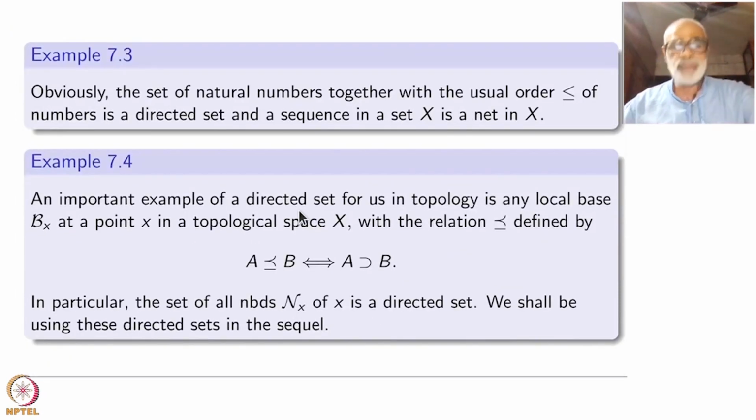First, let us just concentrate on directed sets. An important example of a directed set for us in topology is any local base Bx at a point x inside X. X is a topological space, there is a local base, right? With the usual set inclusion relation, only it is reversed, so I will keep calling it reverse set inclusion. A is less than or equal to B now implies, and is implied by, B is a subset of A.